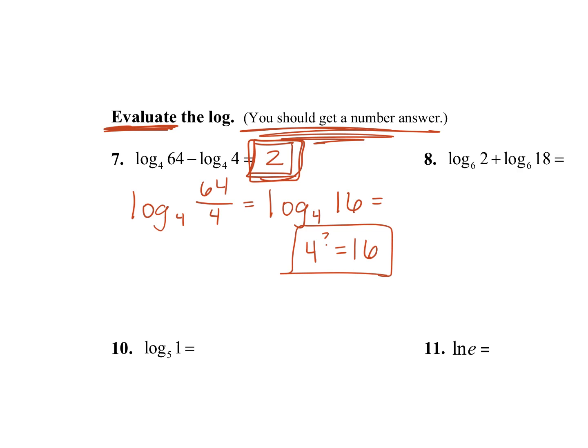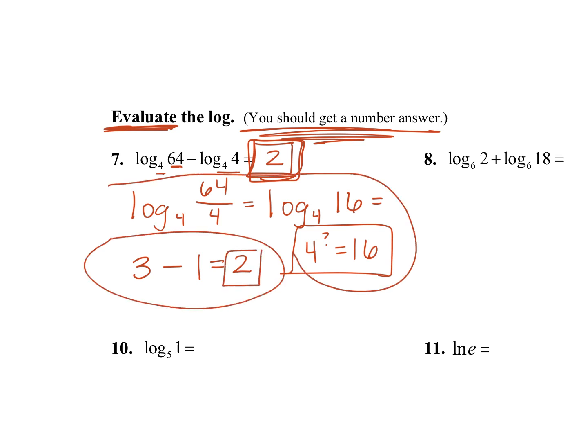If you did it the other way, you could say 4 to what power equals 64? That's 3. Minus 4 to what power equals 4? That's 1. 3 minus 1 is 2. So you can do it like this, or you can do it like this. It's just a matter of what you see.